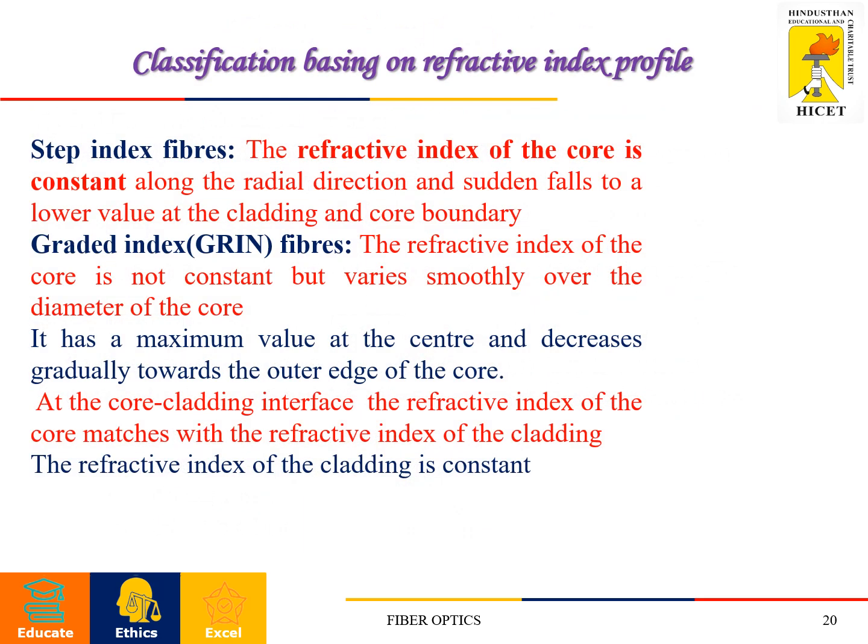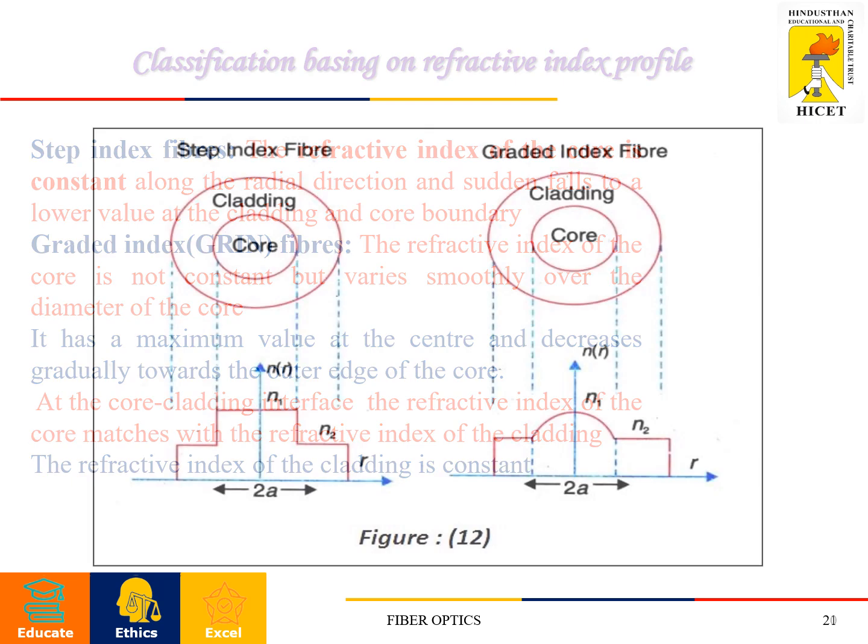In step index fibers, the refractive index of the core is constant along the radial direction and falls suddenly to a lower value at the core cladding boundary. In graded index fiber, the refractive index of the core is not constant but varies smoothly over the diameter of the core. It has a maximum value at the center and decreases gradually towards the outer edge of the core. At the core cladding interface, the refractive index of the core matches the refractive index of the cladding. The refractive index of the cladding is constant.